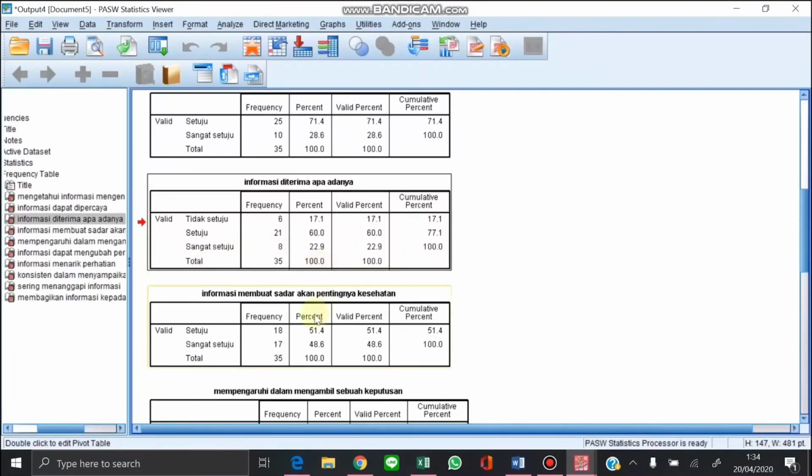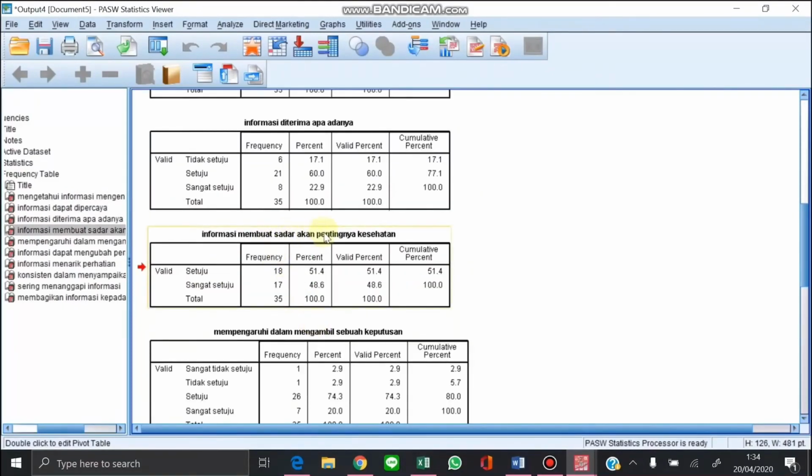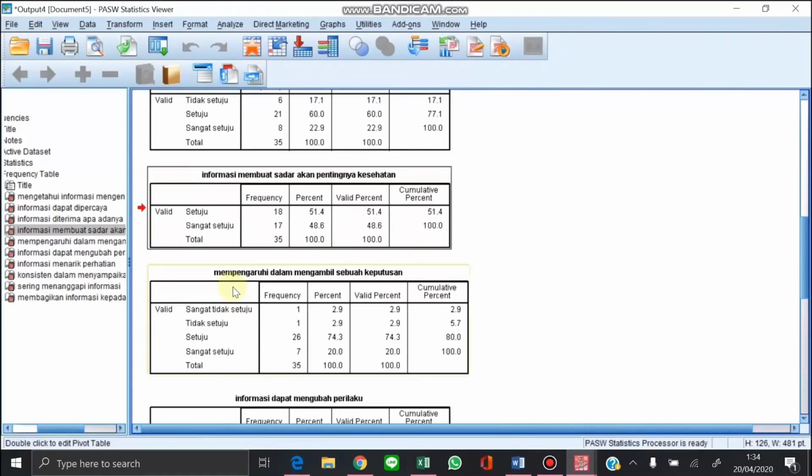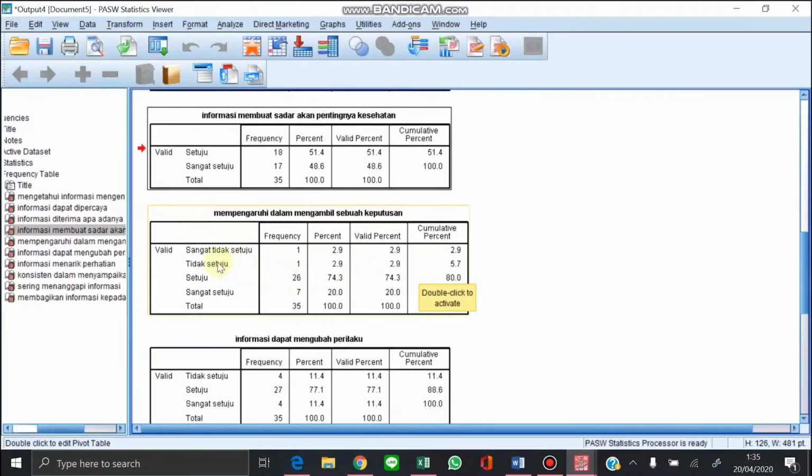strongly agree. Then move to information that makes us realize the importance of health. There are 18 persons who agree, 17 persons who disagree, and the total is 35. Information can affect making a decision. There is 1 person who strongly disagrees, 1 person who disagrees, 26 persons who agree, 7 persons who strongly agree, and the total is 35.